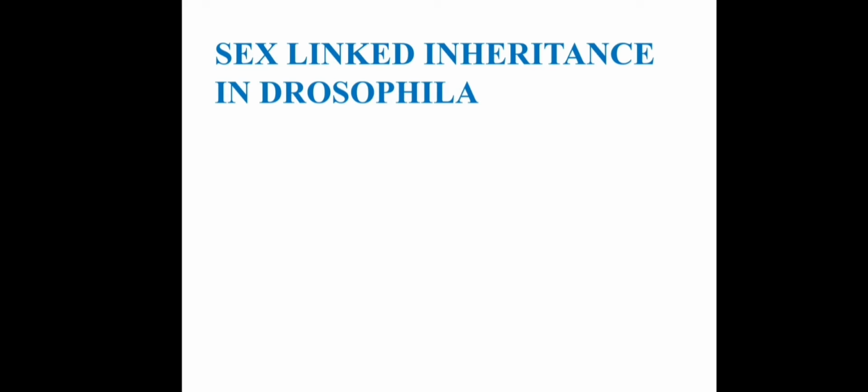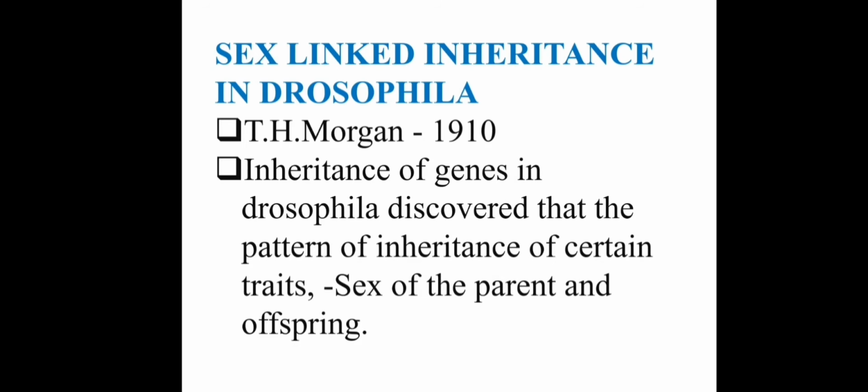Sex-linked inheritance in Drosophila. T.H. Morgan in 1910 studied inheritance of genes in Drosophila and discovered that the pattern of inheritance of certain traits were found to vary with the sex of the parent and the offspring. He found that the gene for white eye color is X-linked. Further, it was found to be recessive to another X-linked dominant gene for red eye color.